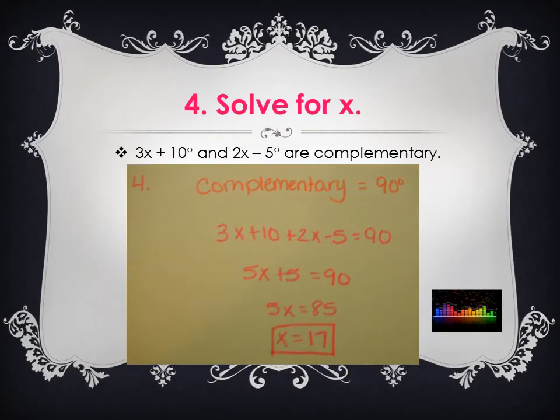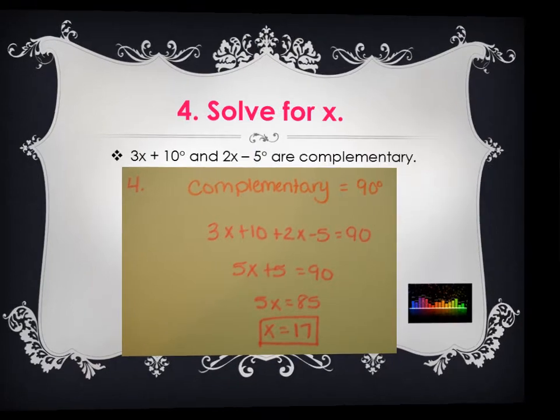In this problem, you are given two angles that are complementary. Complementary means equal to 90 degrees. 3x plus 10 and 2x minus 5 add together to equal 90 degrees. We can add 3x and 2x to give us 5x, and 10 and negative 5 to give us positive 5. Subtract 5 on both sides, and you are given 5x equals 85. Divide by 5 on both sides, giving you x equals 17.